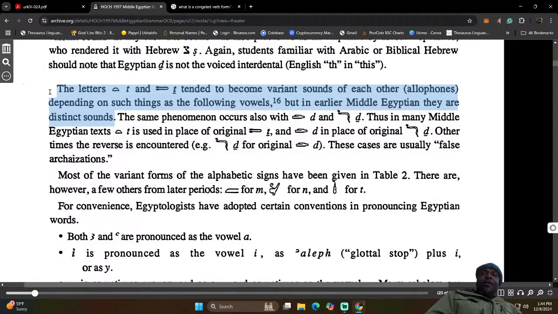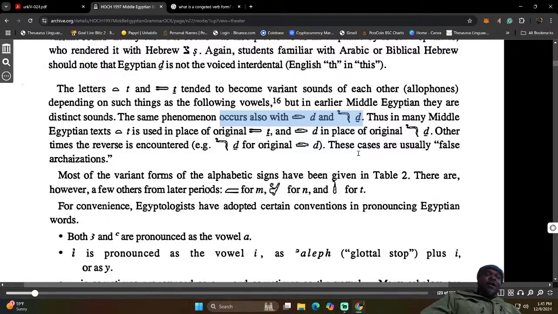All right? So Gardiner teaches us that too. He teaches that in the Old Kingdom, they said Medu Netcher. But by the Middle Kingdom, they were just saying Medu Netter. Stuff starts falling off. But this is not the phenomenon of things falling off. This is the phenomenon of sounds that are similar being substituted for each other, or variants of each other. Right? Now it says the same phenomenon occurs with the D and the Jenga.